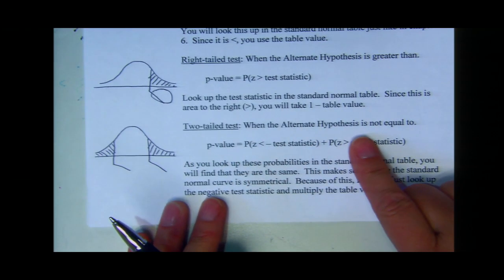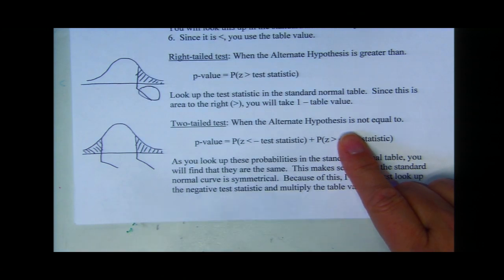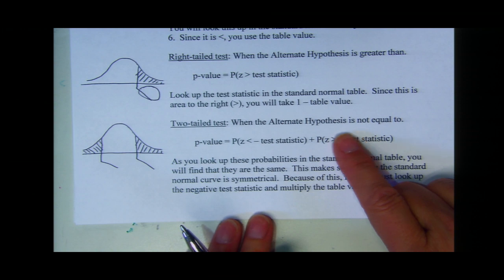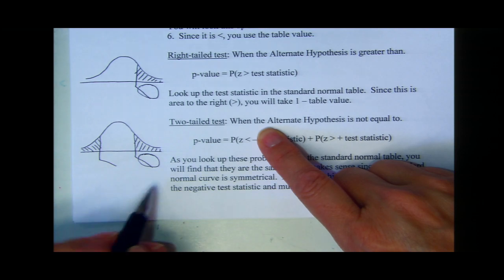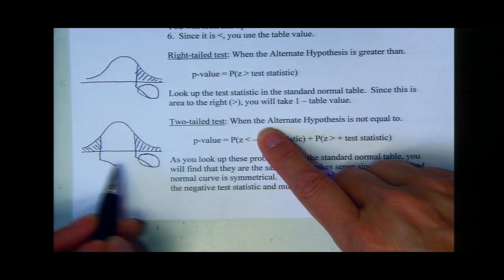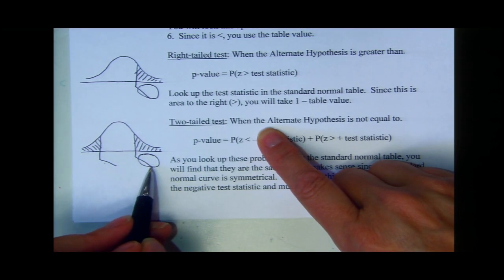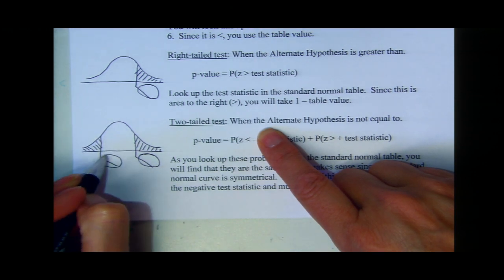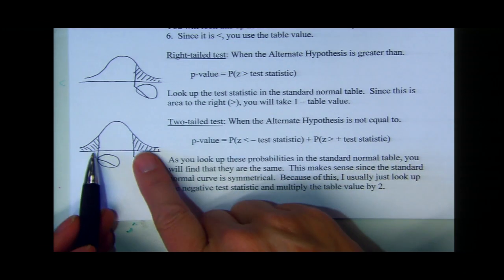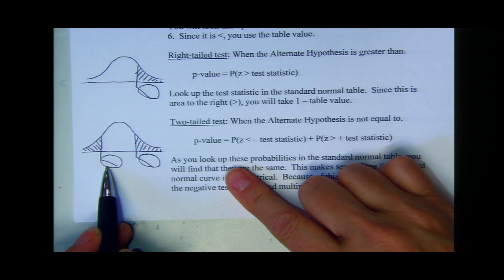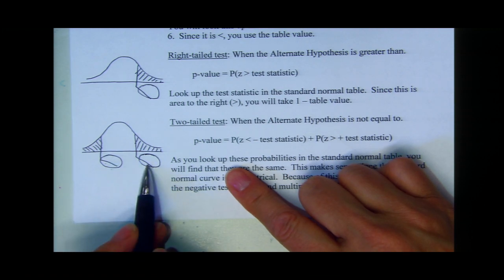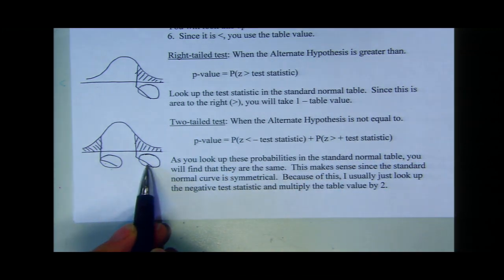And this is when the alternate hypothesis is not equal to. Now, in step 2, you will calculate a z value. If that z value is positive, then it's this test statistic, which means this one is just its opposite. So in step 2, if you would have calculated 1.25, then this one is negative 1.25 because this is symmetrical. In step 2, had you calculated negative 2.75, then this one is positive 2.75.